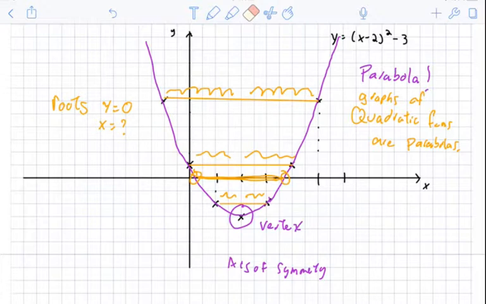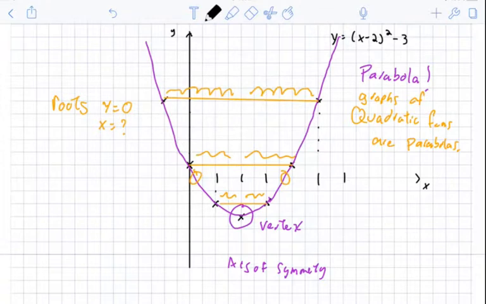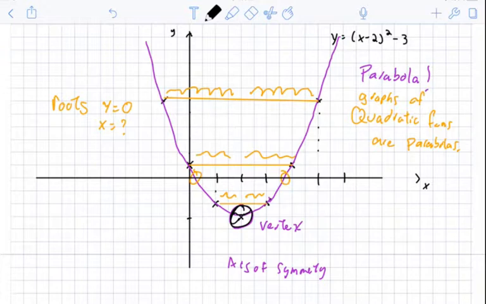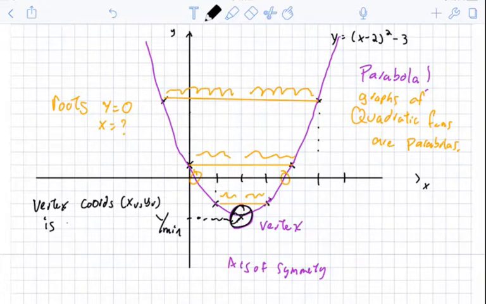How does the vertex fit in with all this? Because it's a parabola, it's going to have a maximum or a minimum point, right? It's going to have a bottom to the U-shape or a top to the upside-down U-shape. And that point corresponds to the maximum or the minimum output. So the coordinates of the vertex, x vert, y vert, is the max or min output of the function.